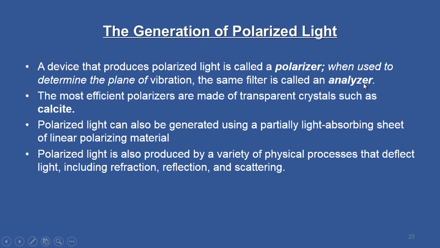Please understand, we have the same material which is being called a polarizer as well as an analyzer. It is called a polarizer when it produces polarized light, and when it is used to determine the plane of vibration, the same filter is called an analyzer. The most efficient polarizers are made up of transparent crystal such as calcite. Polarized light can also be generated using a partially light absorbing sheet of a linear polarizing material. Polarized light is also produced by a variety of physical processes that deflect light, including refraction, reflection and scattering.